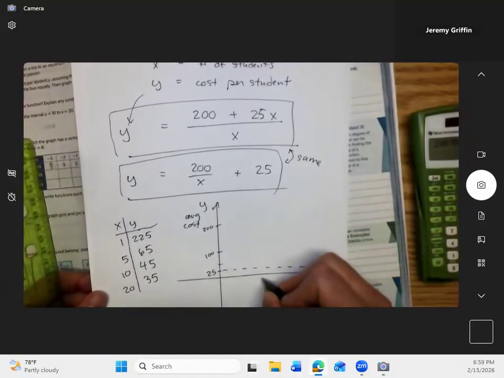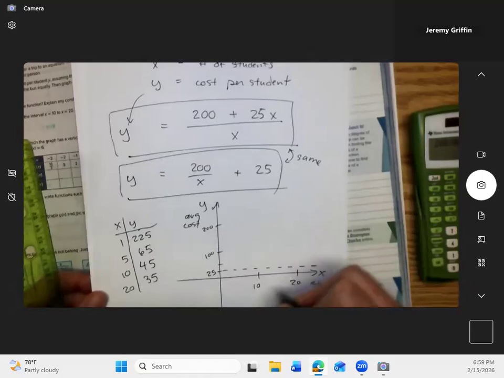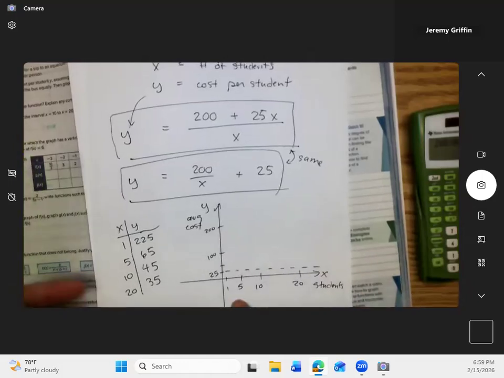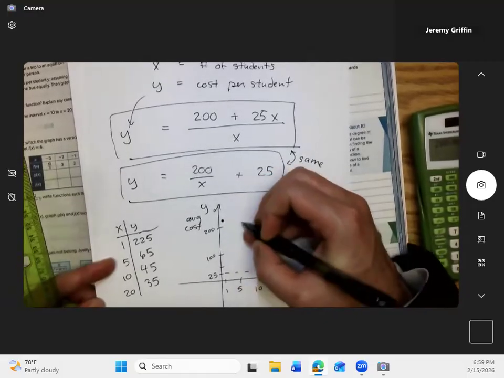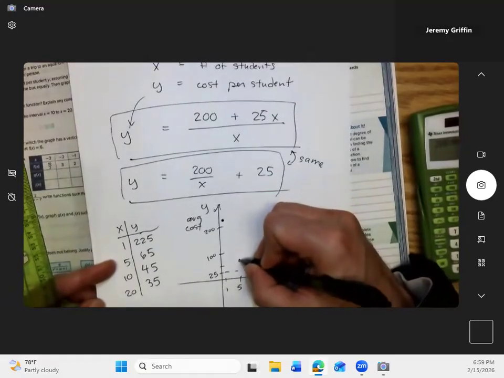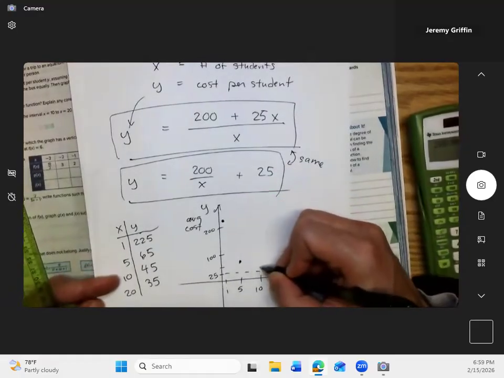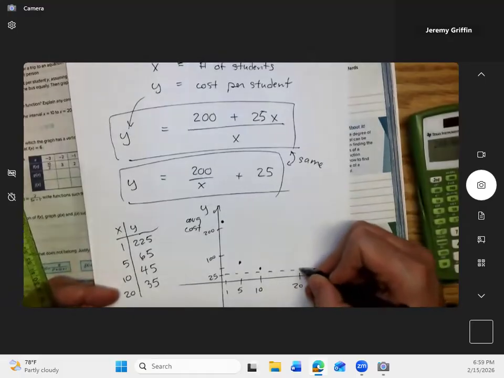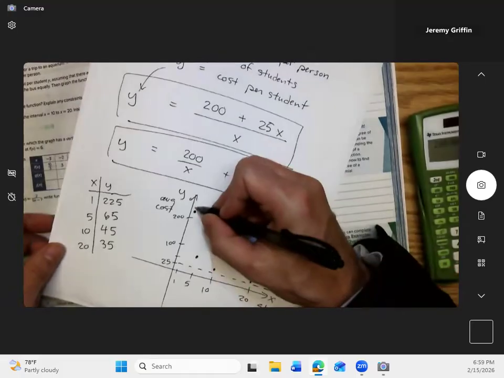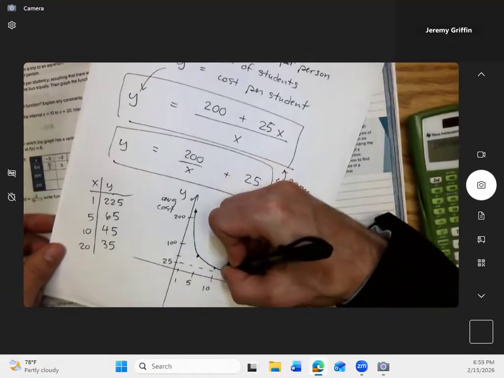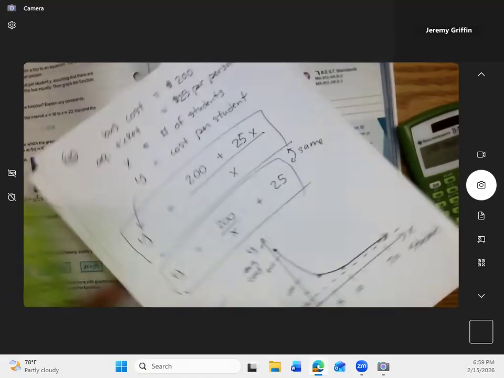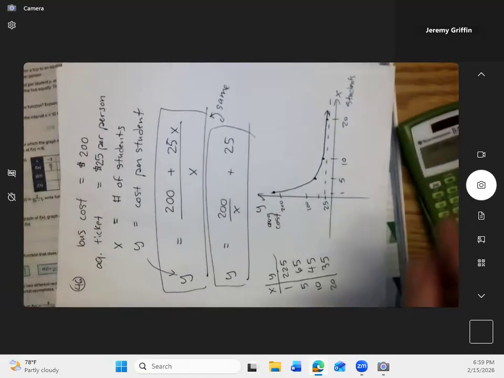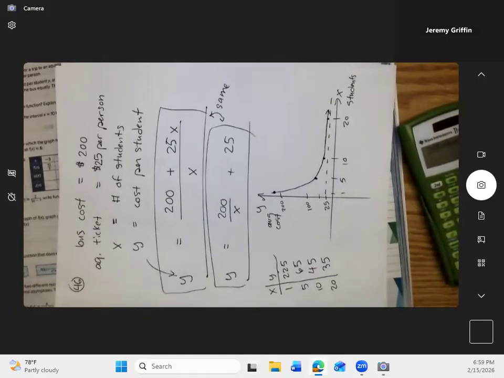All right, so let's go 10 students, 20 students, got five, got one. If it was one student, 225, that's right about here. 65, it's right about here. 45, 35. Yeah, that's it. There's your average cost curve right there. All right. Little bus in the aquarium. All right, and that is a wrap on 9-4.